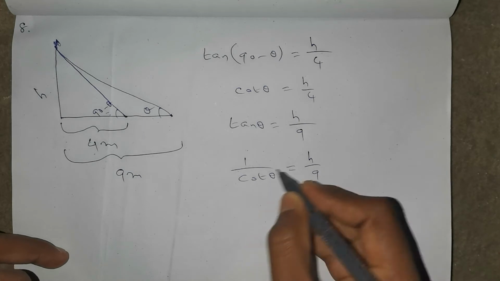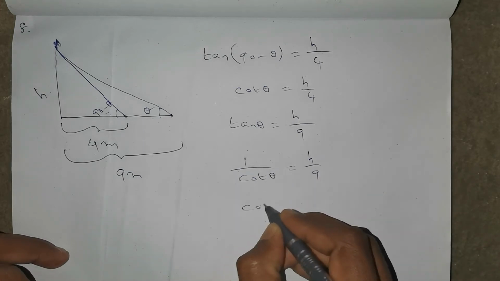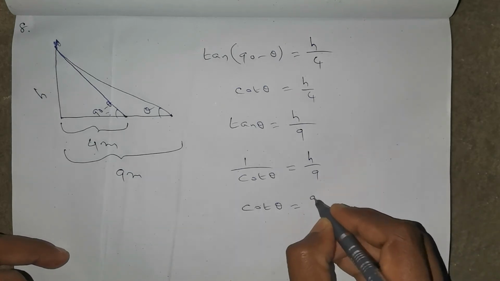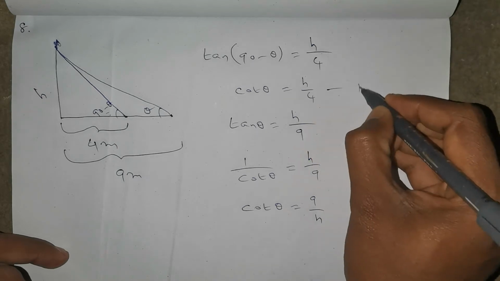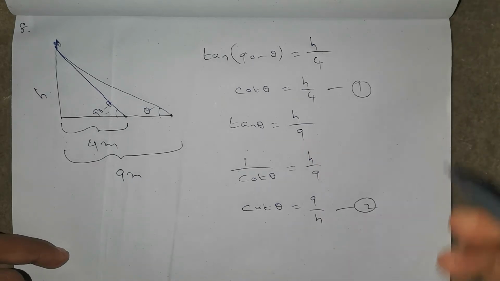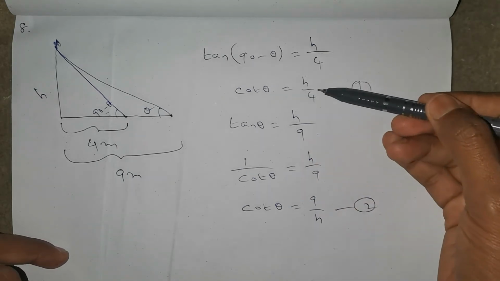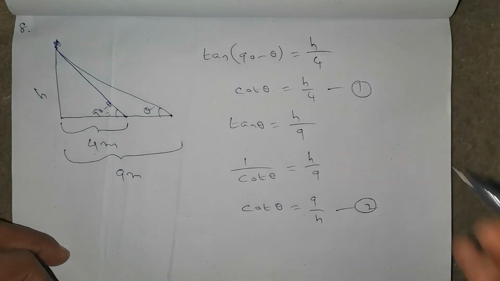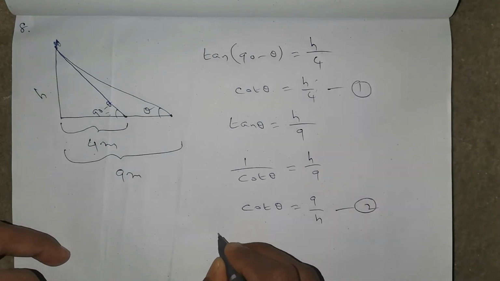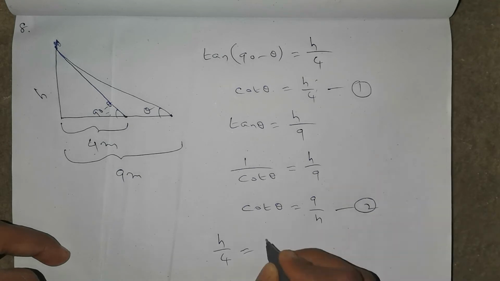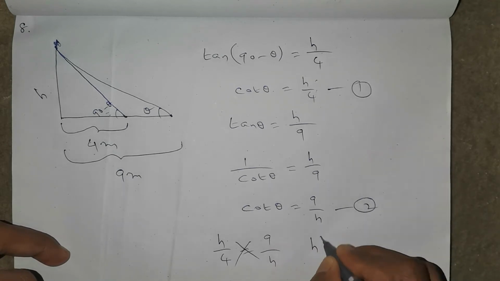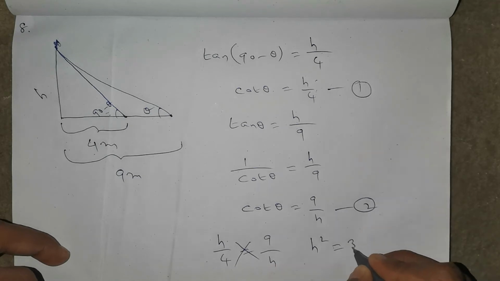Then if I reciprocate, 1 by cot theta will become cot theta by 1, and h by 9 will become 9 by h. Here we have cot theta, here we have cot theta. So the left sides are equal to each other, so obviously the right sides are also equal. h by 4 is equal to 9 by h. If you do cross multiplication, h into h, h square is equal to 9 into 4, 36. So h square is equal to 36.